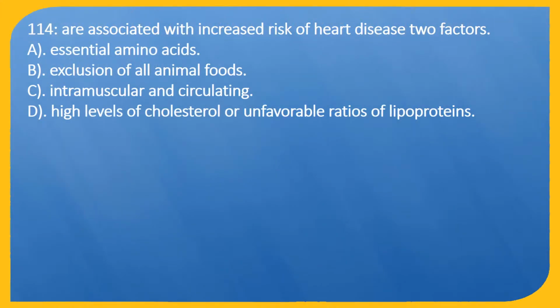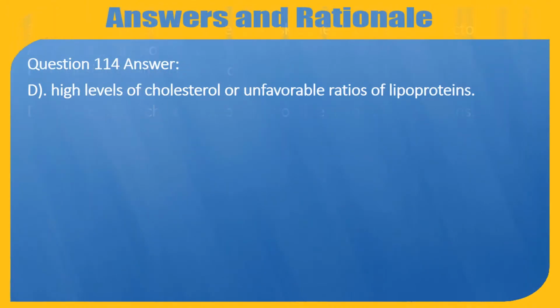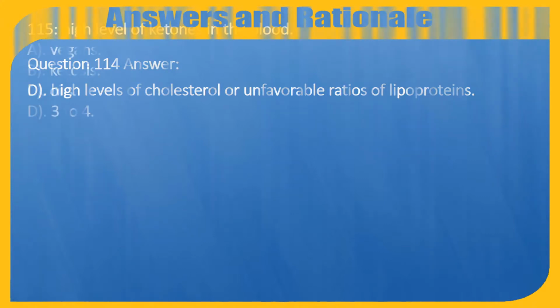Question 114, 2 factors associated with increased risk of heart disease. A. Essential amino acids. B. Exclusion of all animal foods. C. Intramuscular and circulating. D. High levels of cholesterol or unfavorable ratios of lipoproteins. Question 114 Answer, D. High levels of cholesterol or unfavorable ratios of lipoproteins.